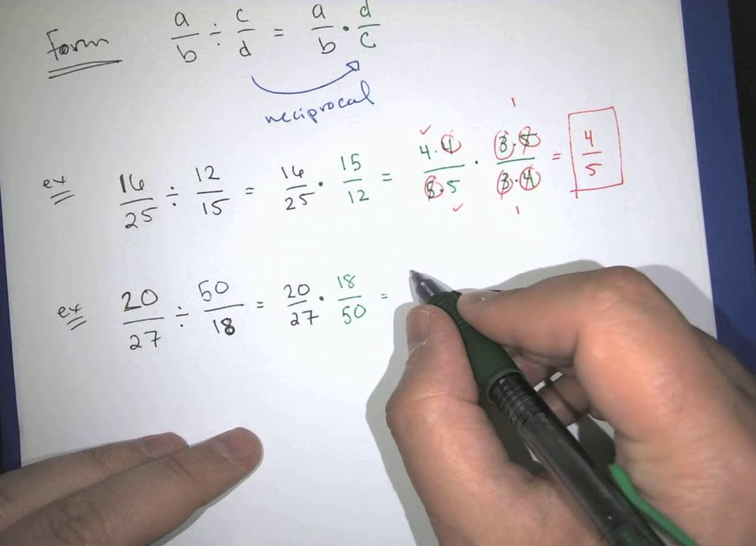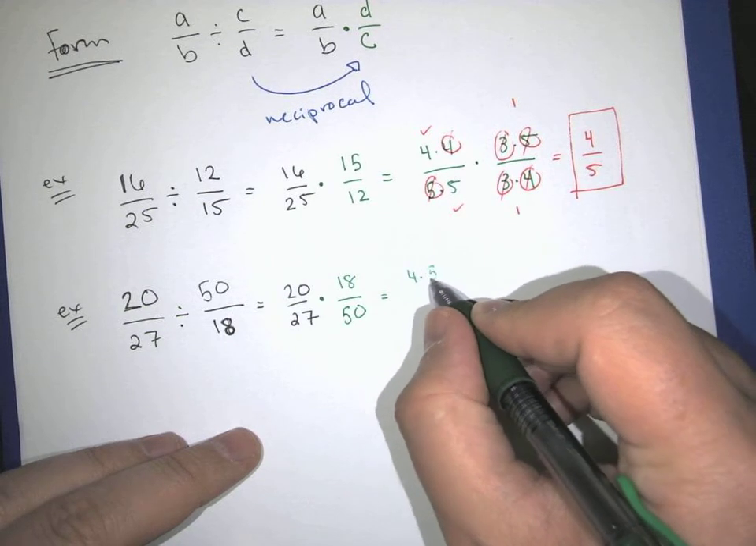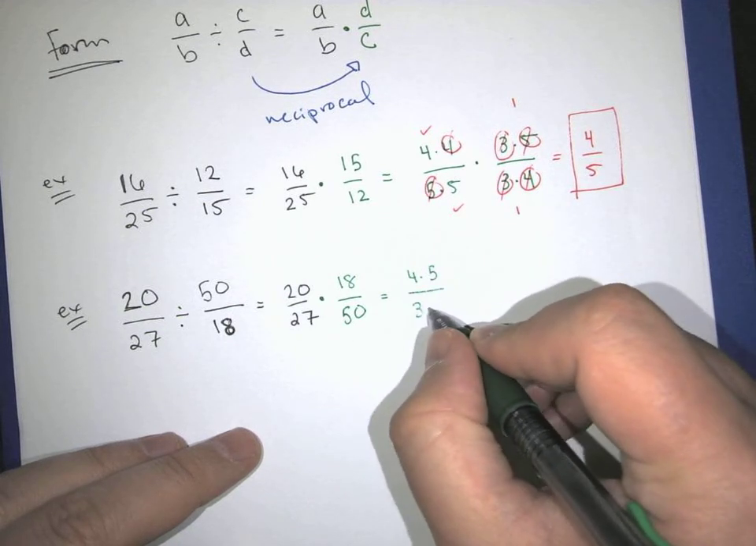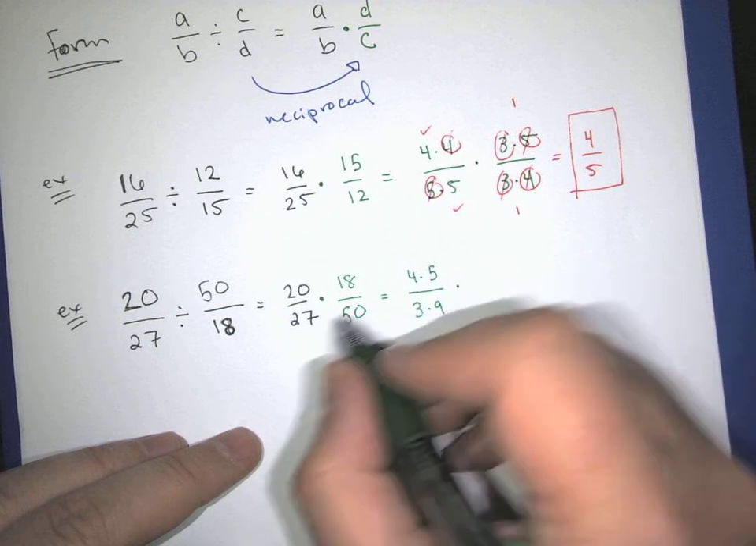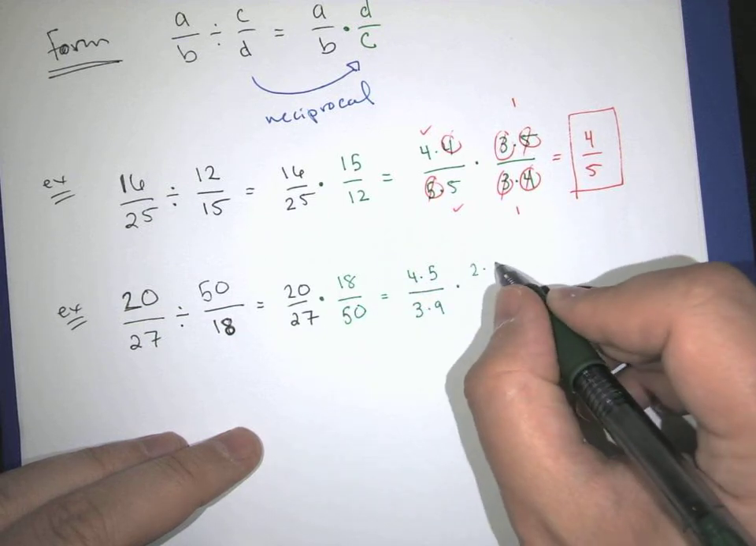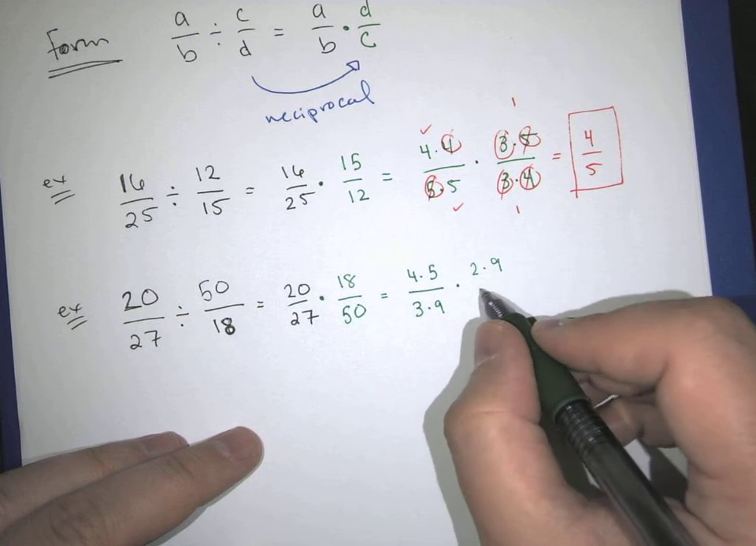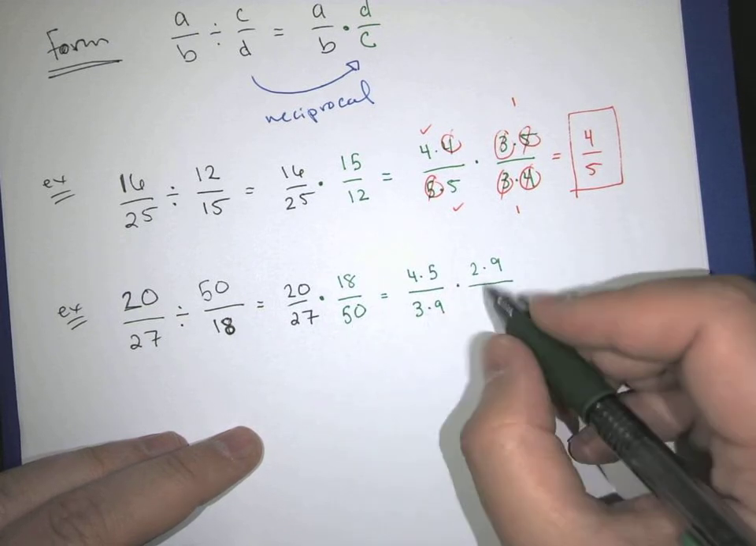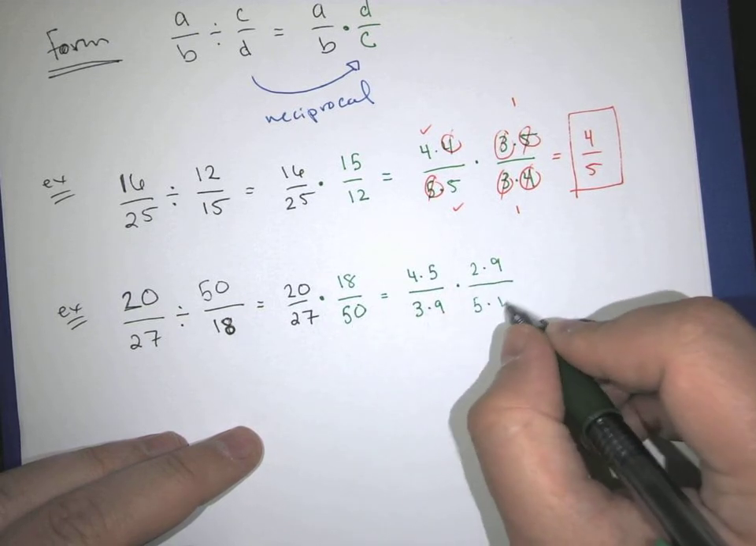What are we going to have here? 20 would be like 4 times 5, 27 is like 3 times 9. We'll try to look maybe for common things. 18, you could do 3 and 6, but you could also do maybe 2 and 9. I'll try to get these 9s out of here. 50, right? We could definitely do 5 times 10.